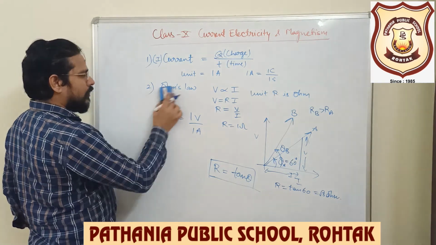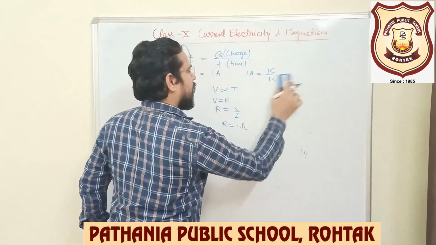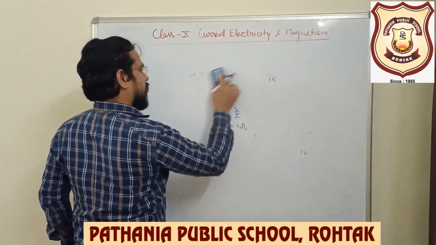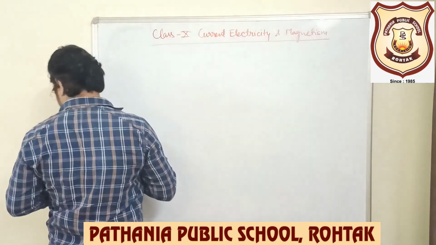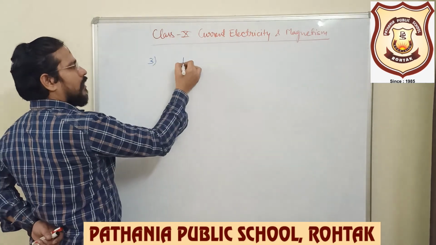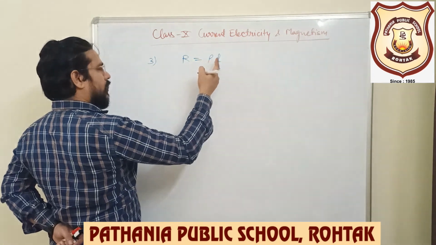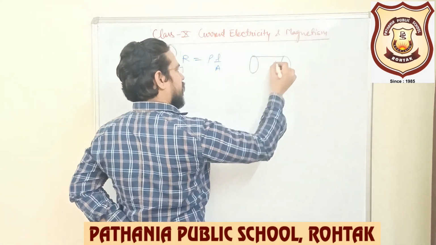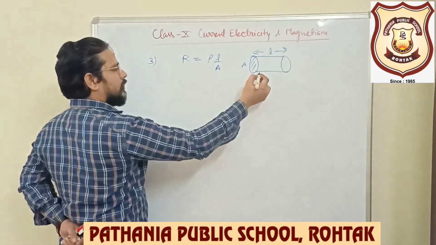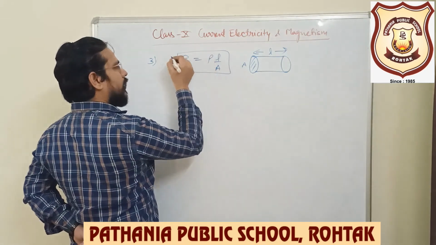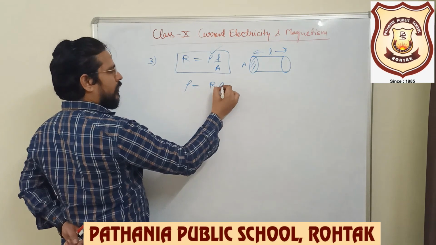Fine. Next point is the resistivity, and for resistivity we are having the relation R is equal to rho L over A, where L is the length of the conductor and A is the area of cross section and rho is the resistivity of this material. R is equal to rho L over A. Rho is known as resistivity. If I write the formula of rho, I can write it like RA divided by L.